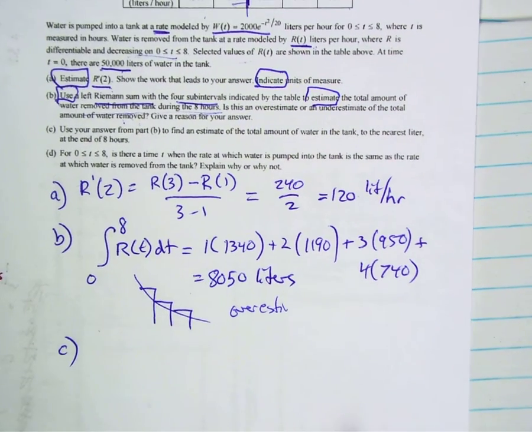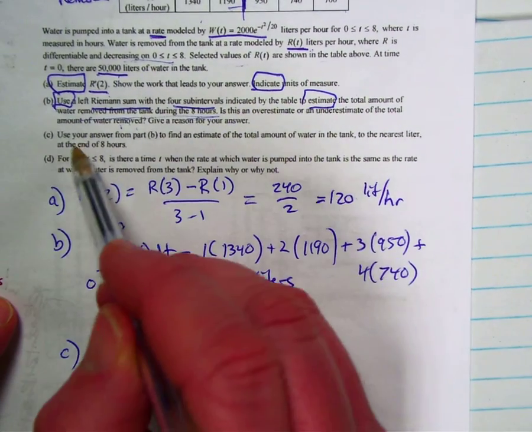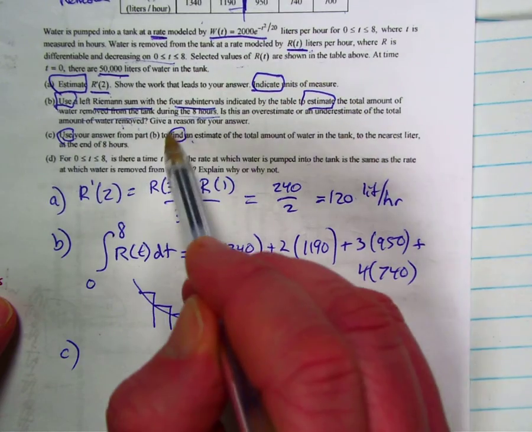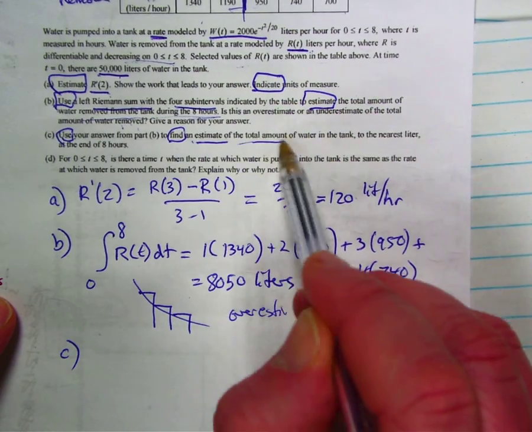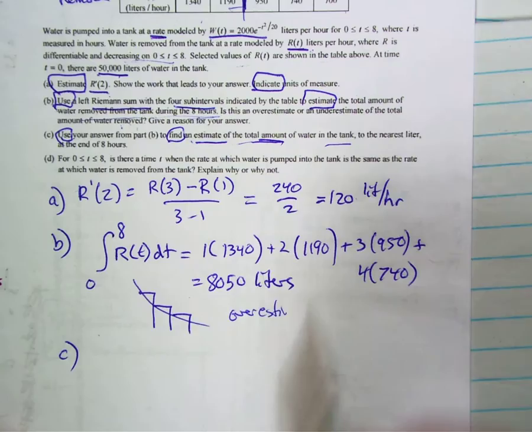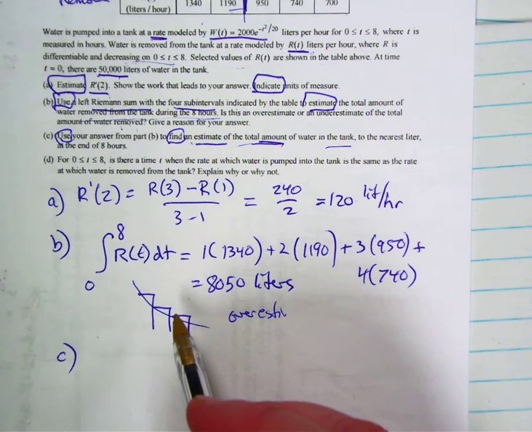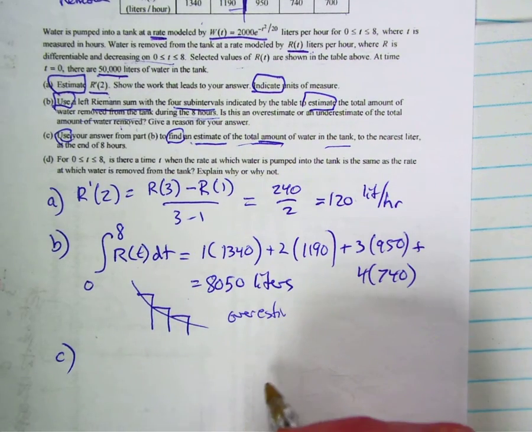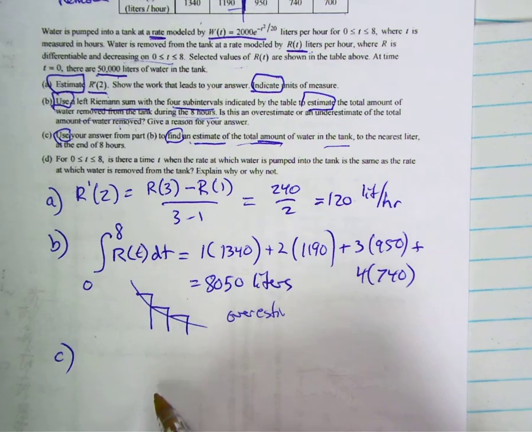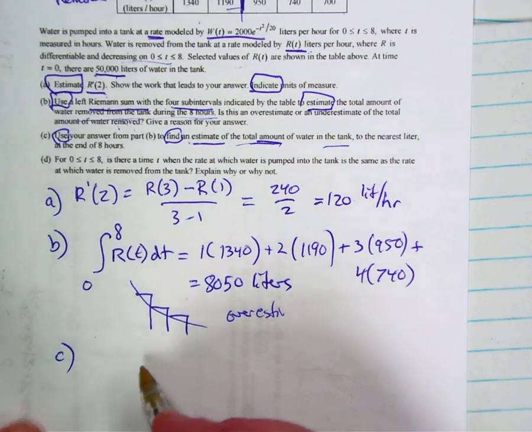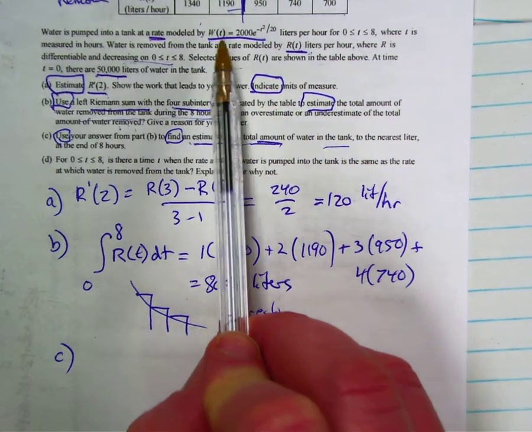Letter C. Use your answer from part B to find an estimate of the total amount of water in the tank, to the nearest liter, at the end of 8 hours. So we have two things happening. We have water that is flowing out and water that is coming in. Plus we have the water we start with. So we go back up here. Water's pumping into the tank here.